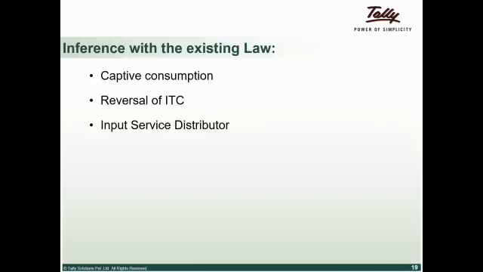Reversal of ITC, broadly we have seen this in the case of VAT. Reversal of ITC is also applicable under GST. The input service distributor concept, which currently exists under service tax, will also be available under GST, and we have seen that among the returns there is one return which talks about the return to be filed by the input service distributor.